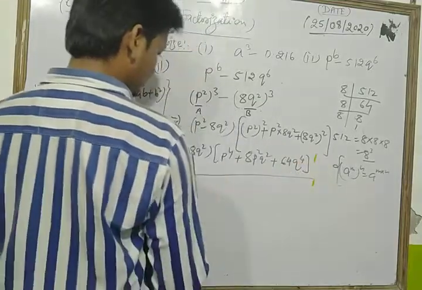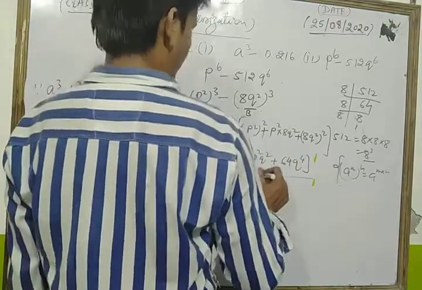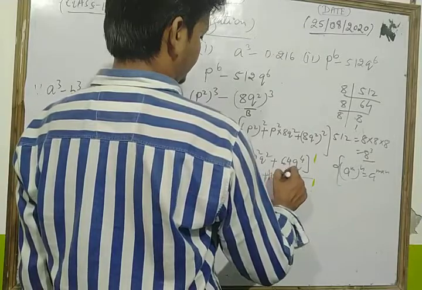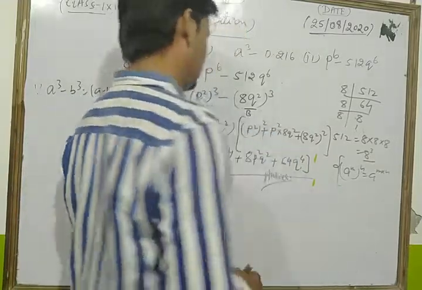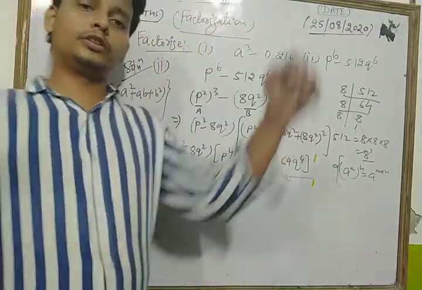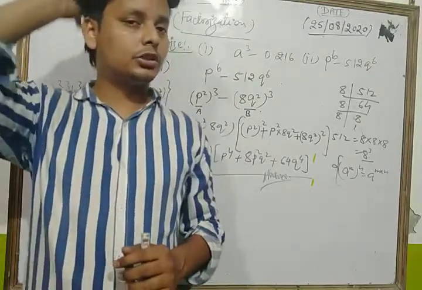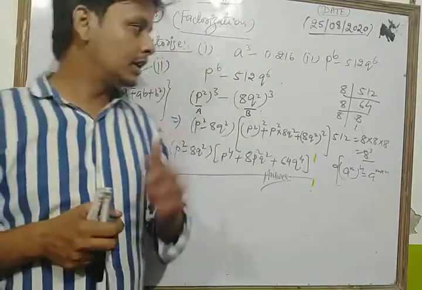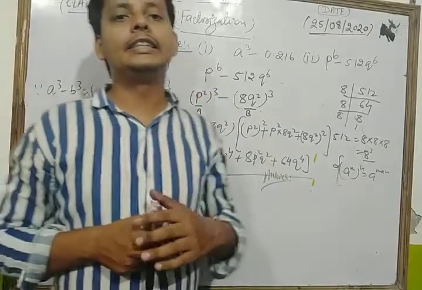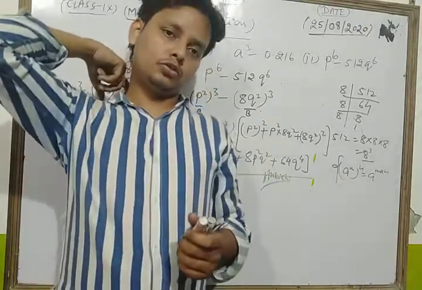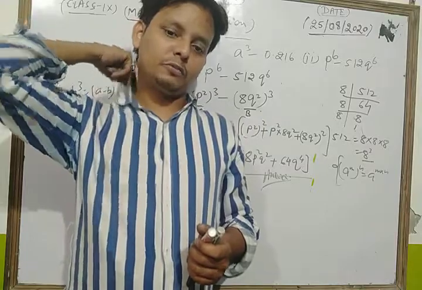This is our required answer. So dear students, in this way you can solve each and every question of your NCERT exercise based on the identities a cube plus b cube and a cube minus b cube.